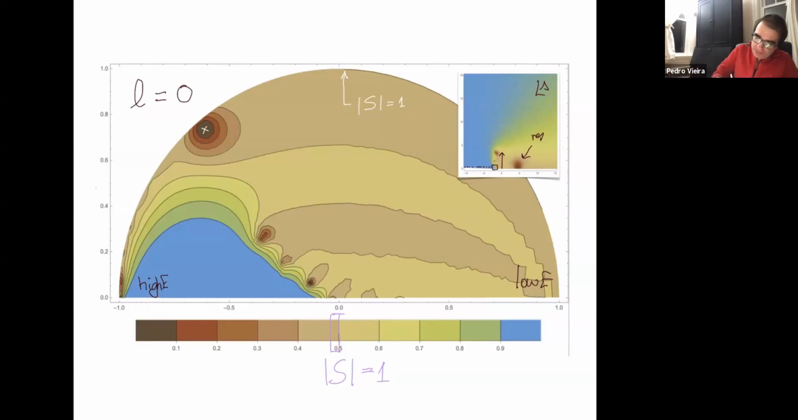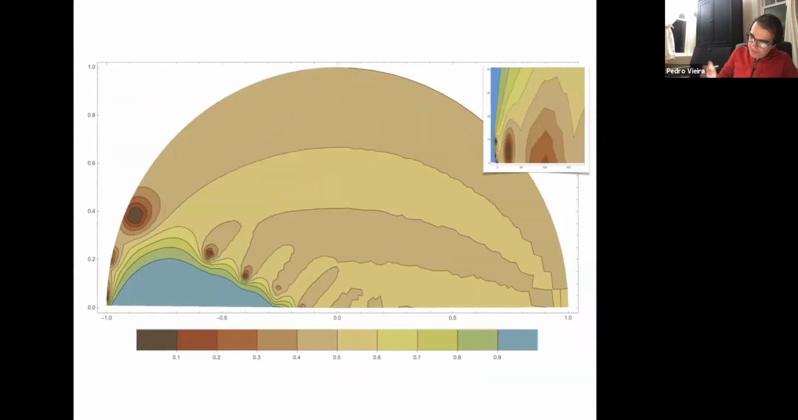So this is for spin 0. I could also show you for spin 2. We spent all the afternoon computing spin 2, but by mistake, there was a typo in the code, so we computed spin 4. So I'm showing spin 4 instead.